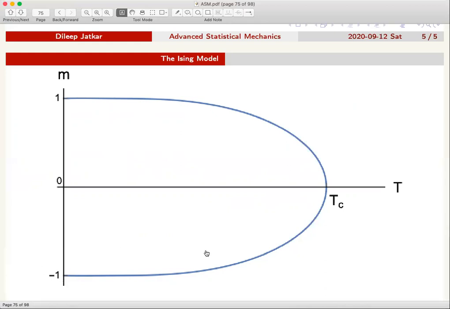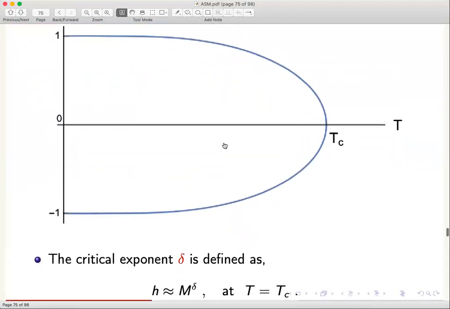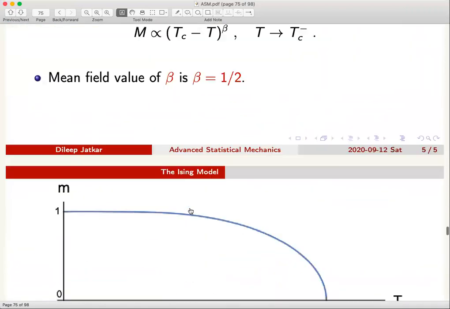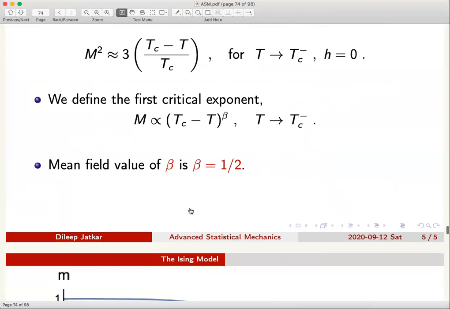Okay, so therefore we know that asymptotically it has to reach ±1 as temperature goes to 0, and at Tc it has to have a kind of parabolic behavior. One can of course write down a microscopic theory to get this whole function correct, but we will not do it right now.